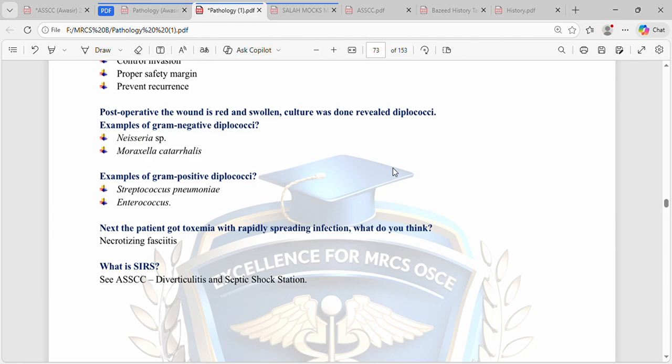WBC count is less than 4,000 or greater than 12,000, or 15,000 you can say. And respiratory rate is greater than 20, and heart rate is greater than 100. So all these will lead to systemic inflammatory response syndrome, and when there is infection with it, it will be sepsis, and sepsis with hypotension will be septic shock.